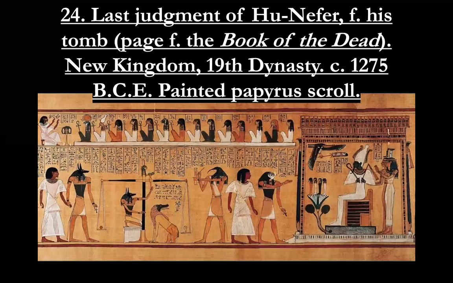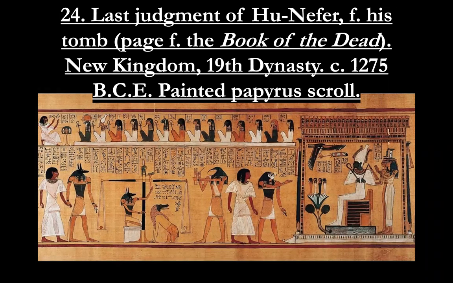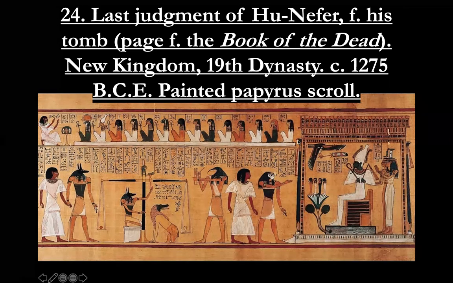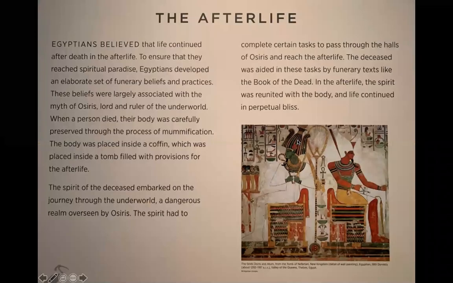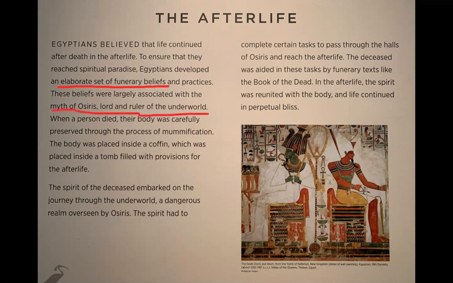All right, the last judgment of Nefer is a page from the Book of the Dead. So we're first going to start to talk about what the Book of the Dead is. So we understand that Egyptian art really deals with the afterlife and it has this big elaborate set of funerary beliefs. A lot of it revolves around the myth of Osiris, who's the lord and ruler of the underworld.